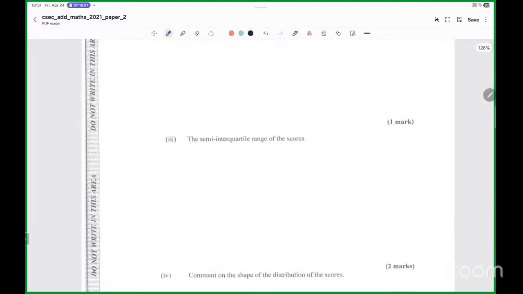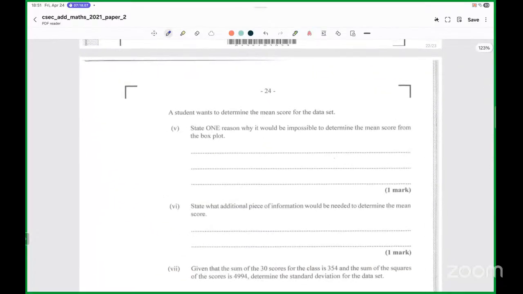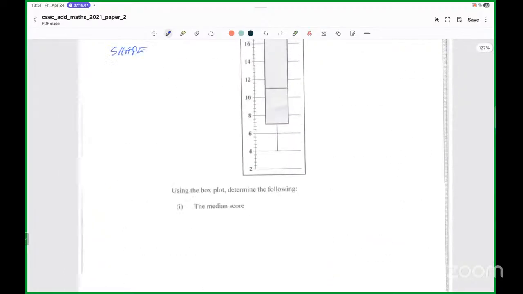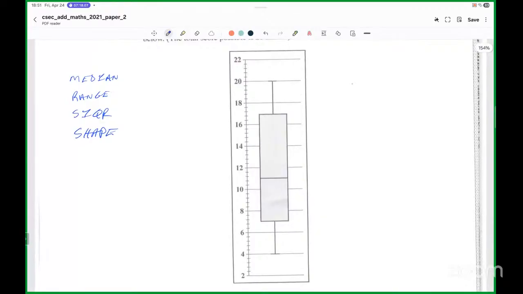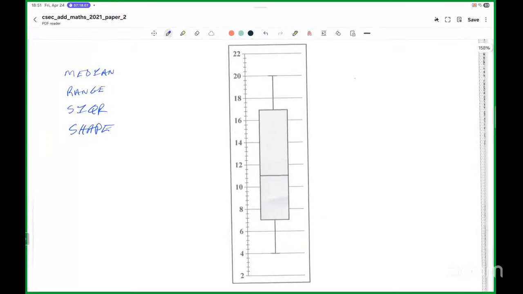Let's see what else I want. A student wants to determine the mean score. All right, so let's do that part first. Answer these first for me quickly from that diagram: the median, the range, and the interquartile range.